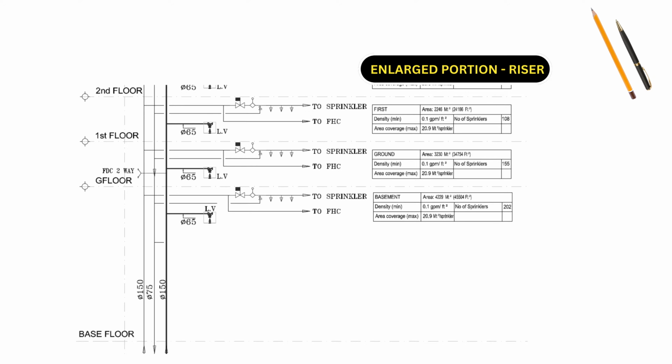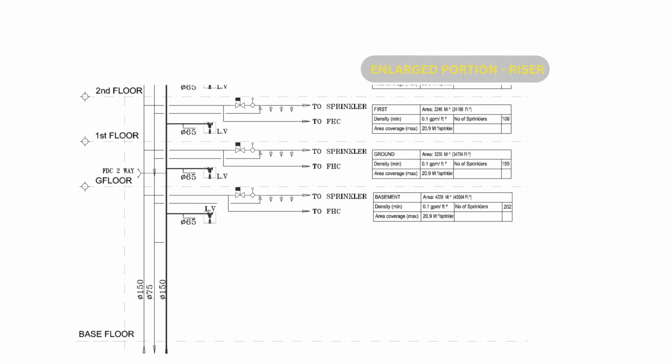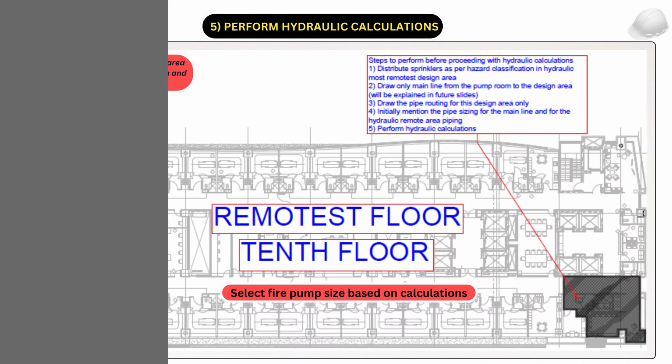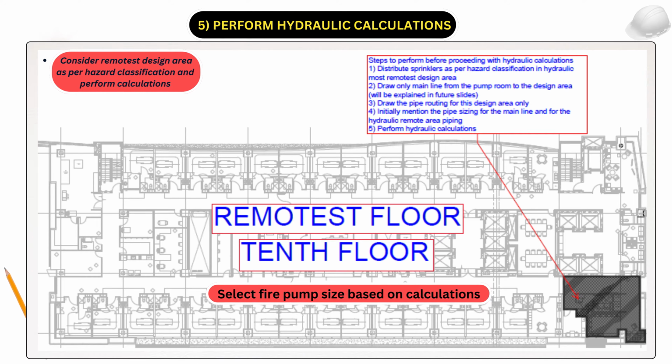Apart from that, in this slide you can see 3 risers, 2 for landing valves and 1 for sprinklers. So in our project we will consider 2 landing valve risers and 1 sprinkler riser. Then we need to perform the hydraulic calculations.